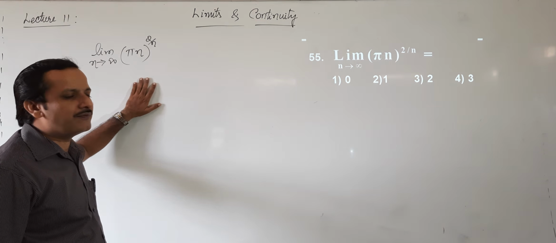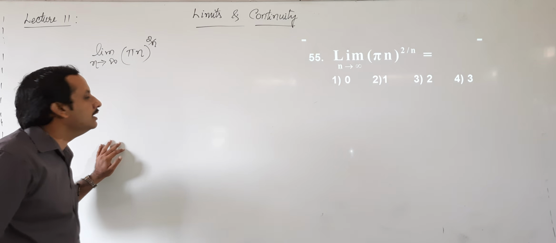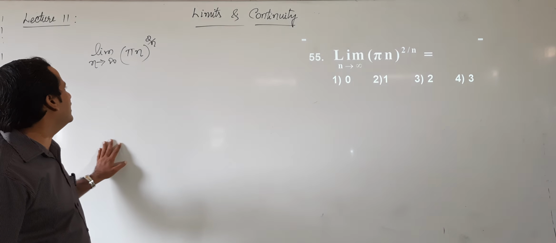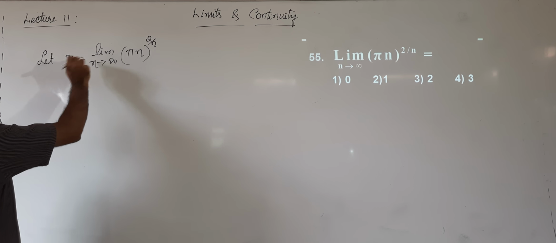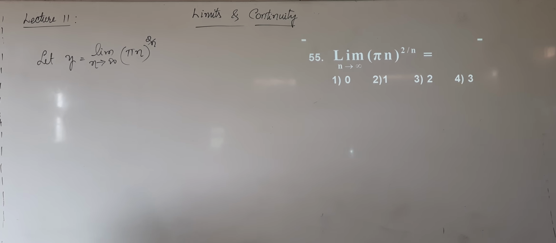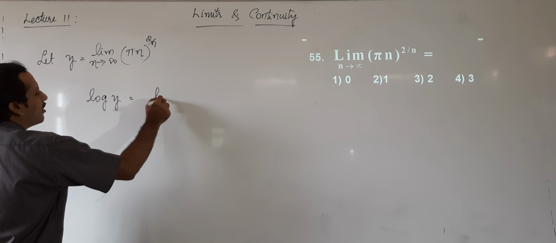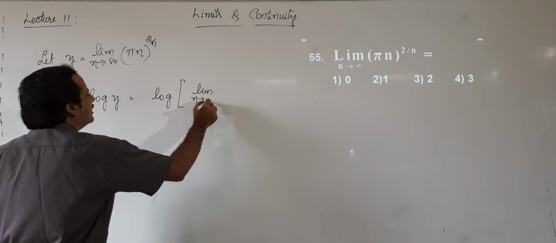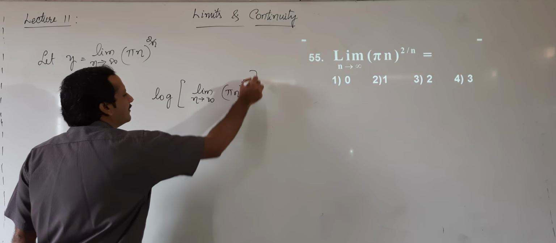And we don't have any shortcut for that. Okay. If it is 1 power infinity, then we have a shortcut. Here we are talking about infinity to the power 0. So I will take this as y. Let y equal to this. Now I will take log. Log y is equal to log of limit n tends to infinity, pi n to the power 2 by n.